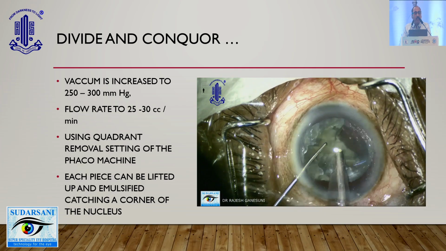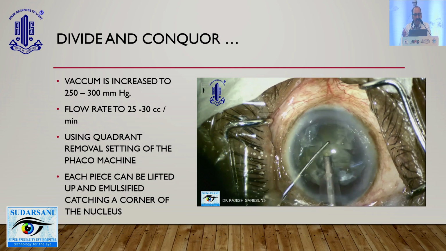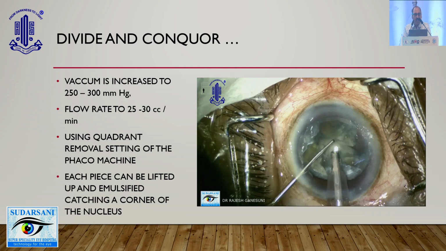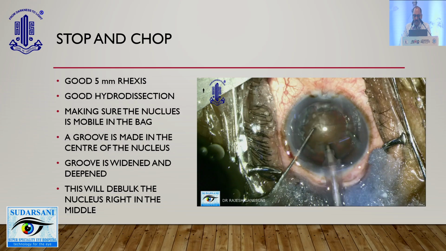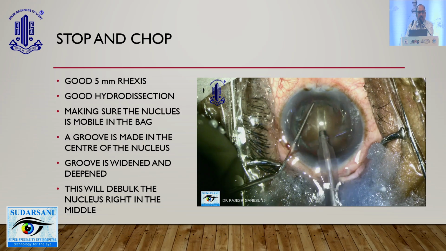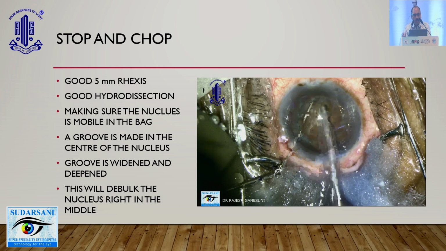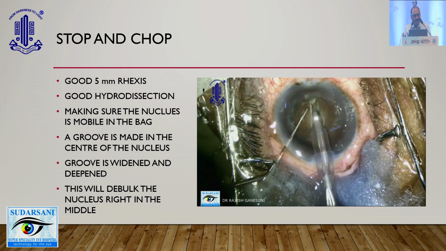Make sure that your second instrument contains the nuclear pieces from flying into the anterior chamber and hitting the corneal endothelium. Then, coming to the stop and chop, of course with a good rhexis and a good hydrodissection.